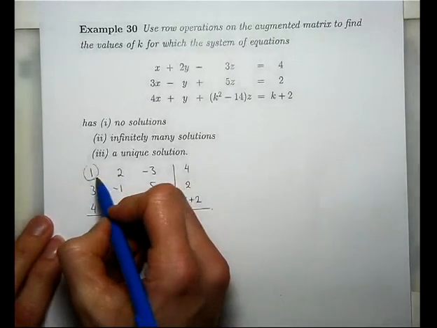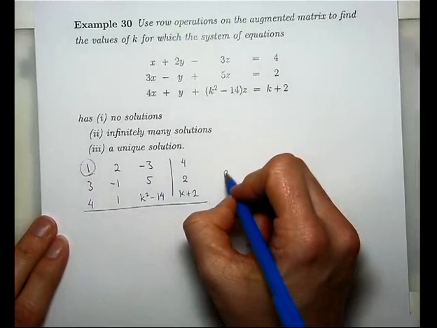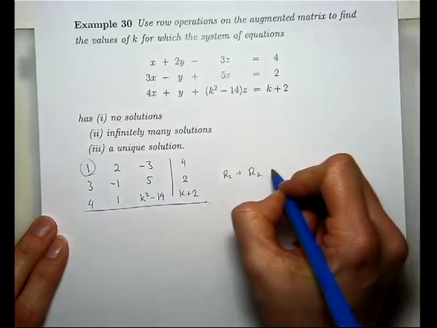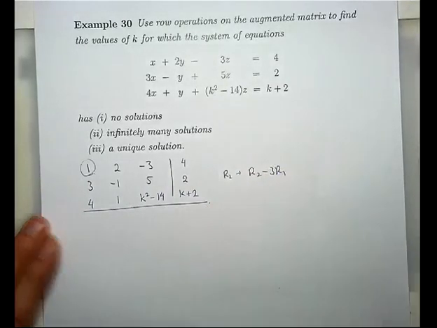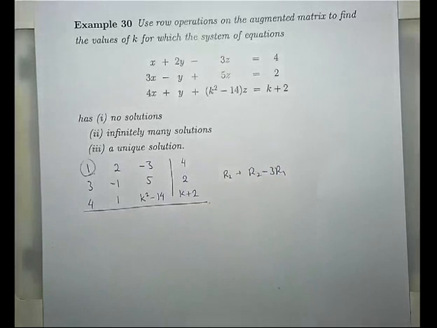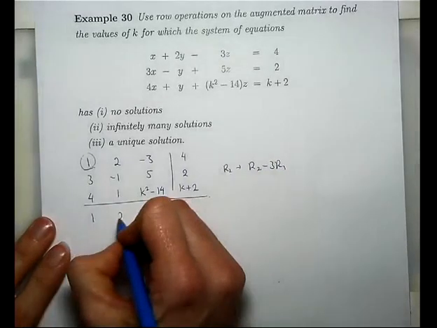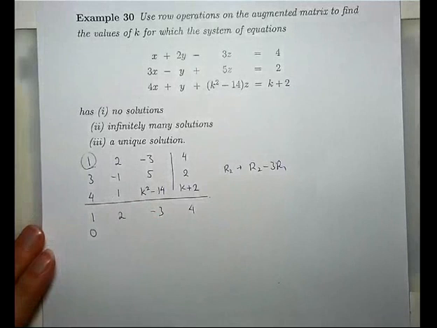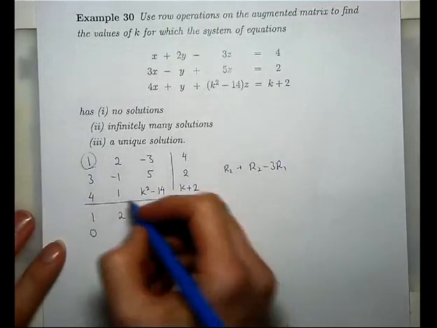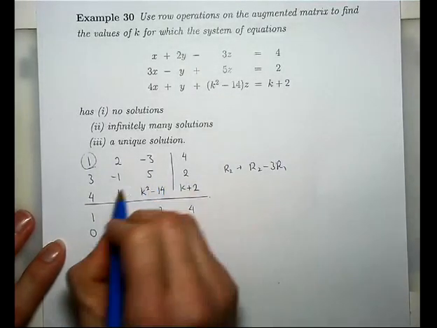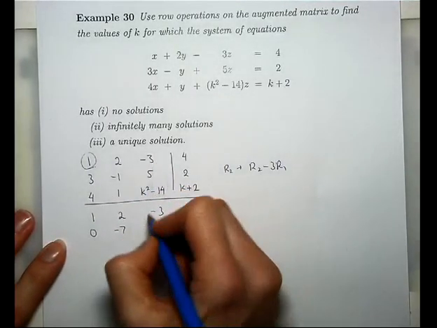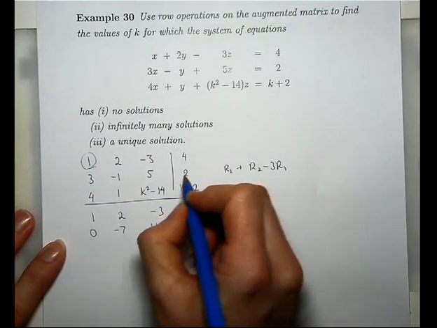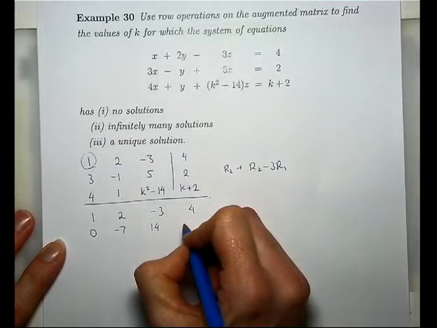Okay, we're going to pivot on this one here. So row 2 will become row 2, take away 3 row 1s. That's easy. We've done lots of these. 1, 2, minus 3. This one plus 9. This one minus 12.